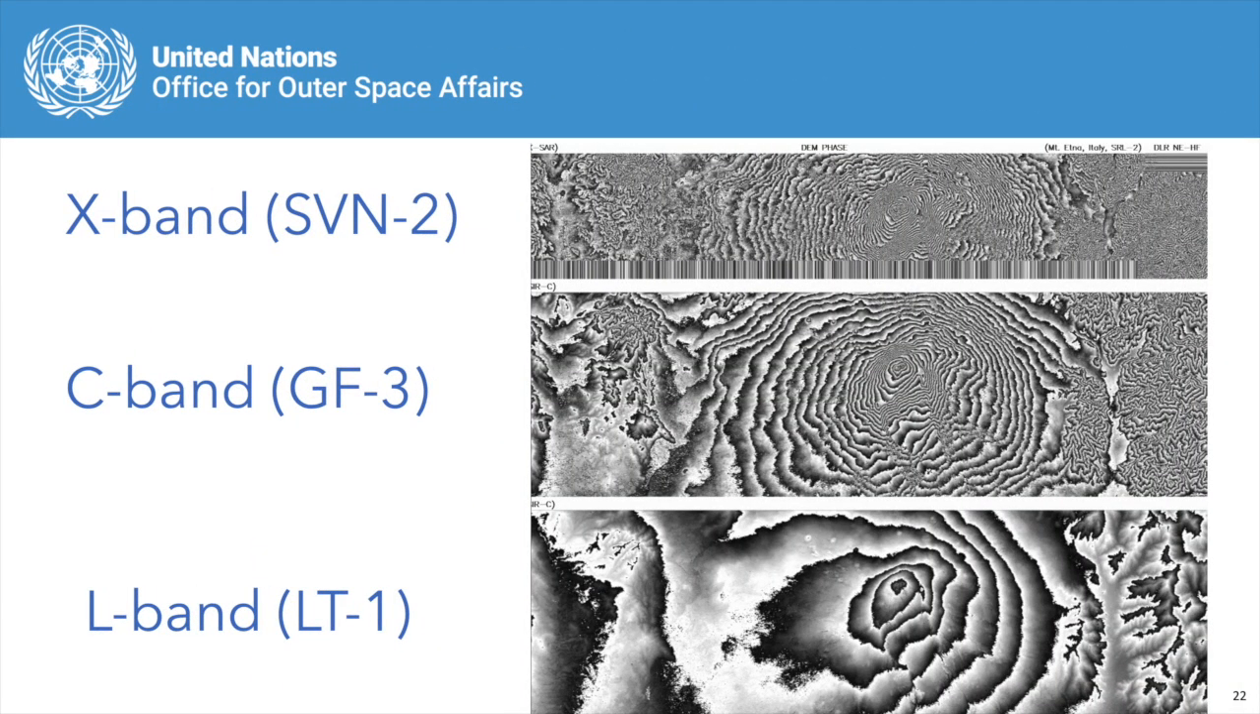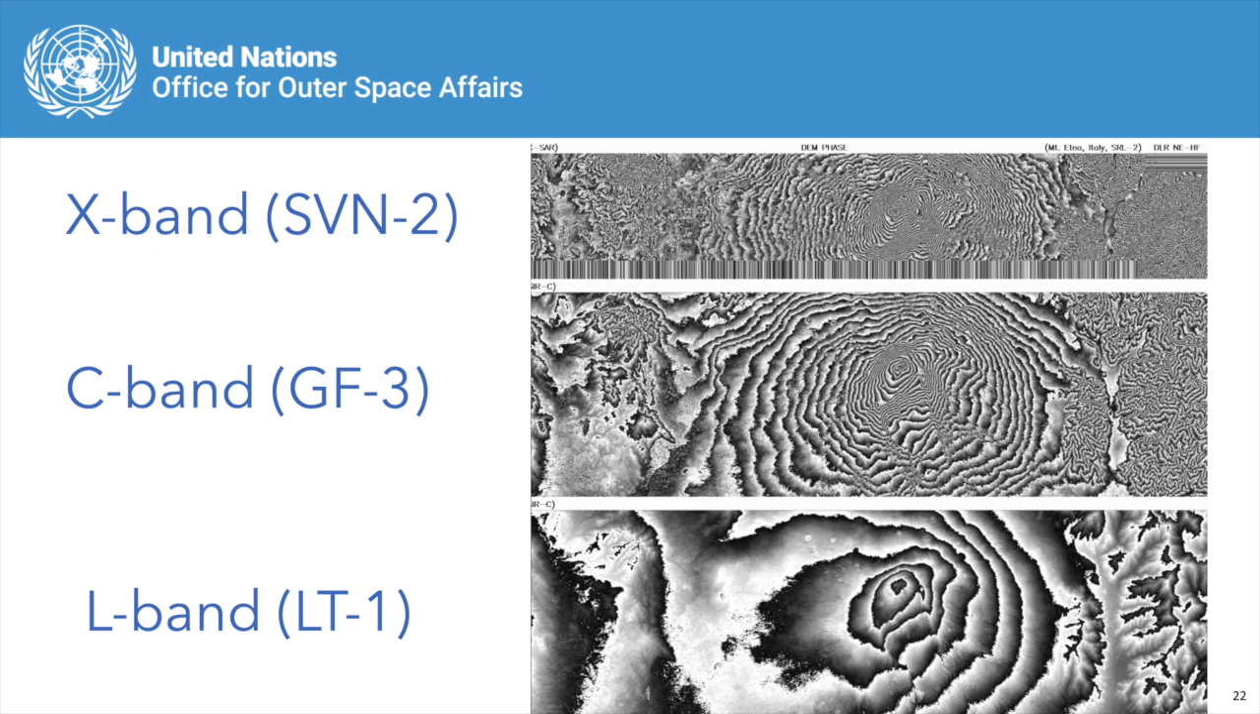Now, these fringes and the density of these fringes very much depend on the wavelength. So if you have an X band, like for example SuperView, we have very dense fringes, with C band, so this is 3 centimeters, it would be 5 centimeters.